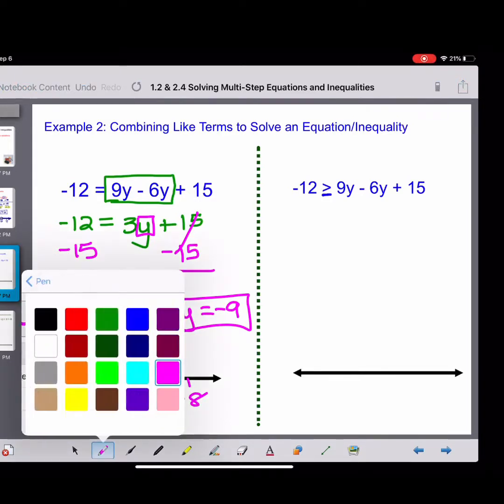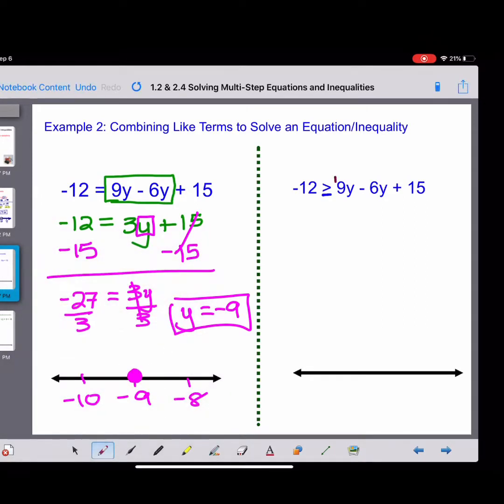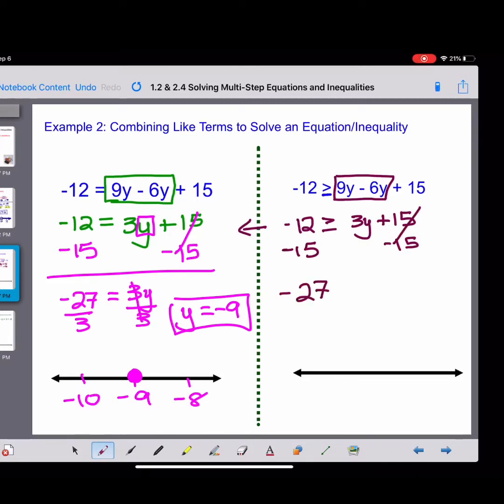The process for solving for inequalities is exactly the same. I'm going to combine my like terms first, just as I did before. The only difference when I rewrite my work, I'm now rewriting an inequality. 9y minus 6y still combines to 3y. The plus 15 drops down. Same two steps that I did right over here for an equation. I subtract my 15 from both sides. So I have negative 27 is greater than or equal to 3y.